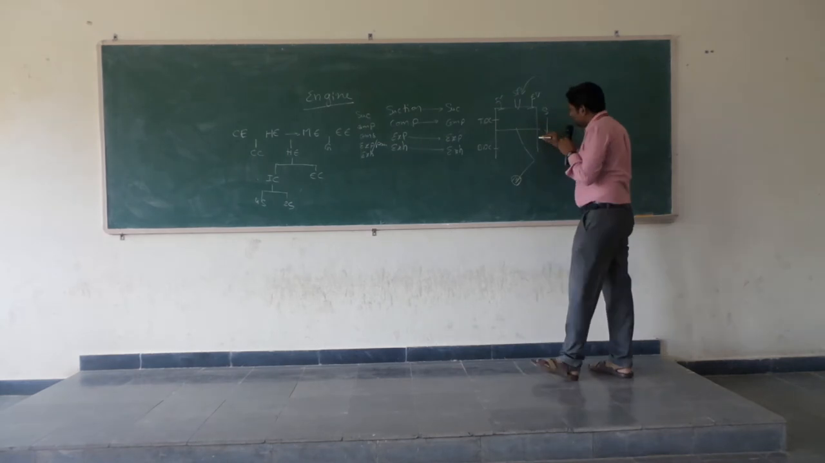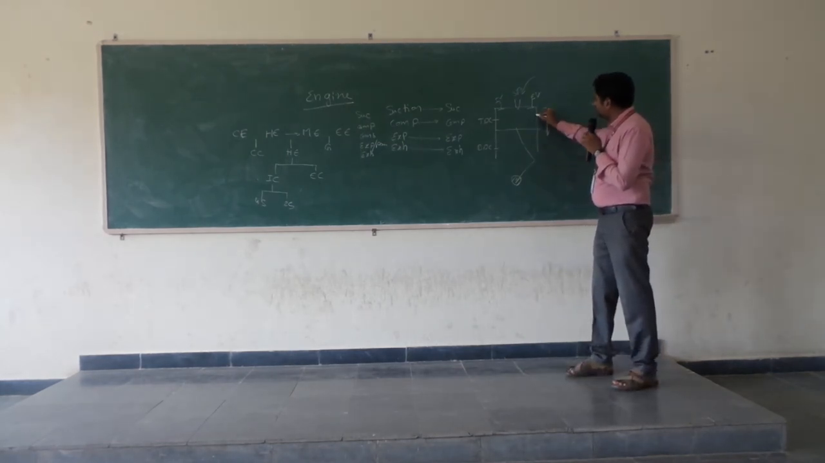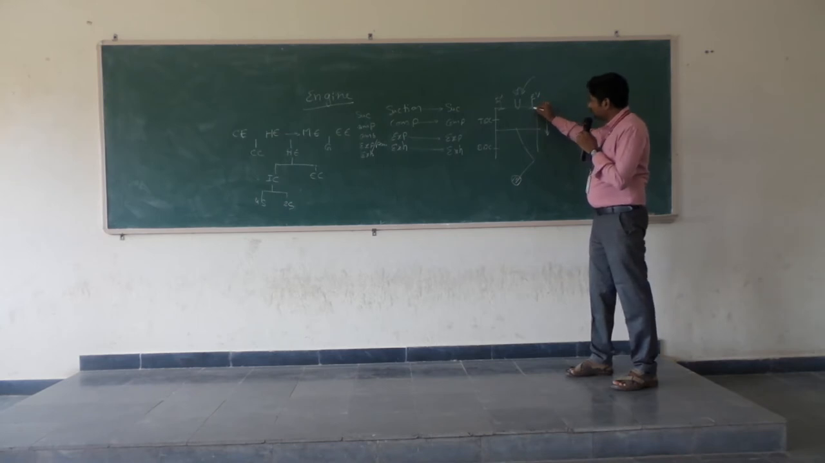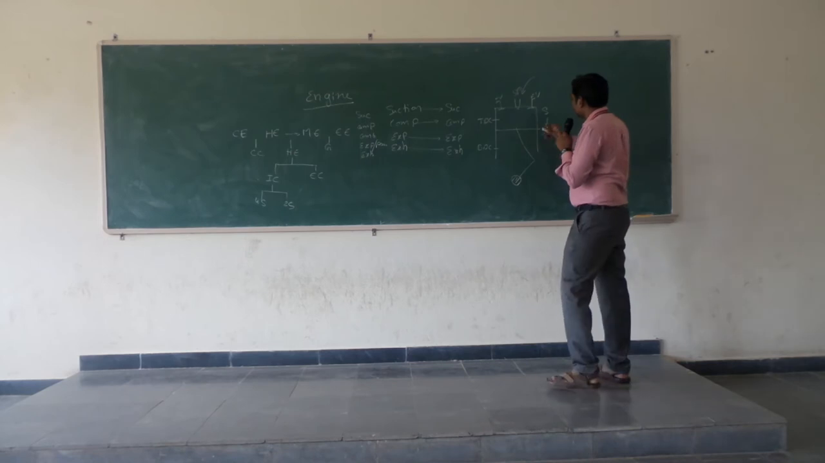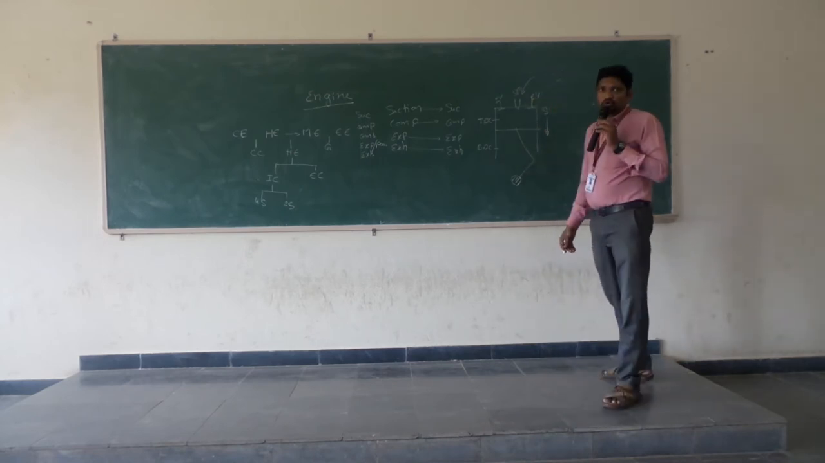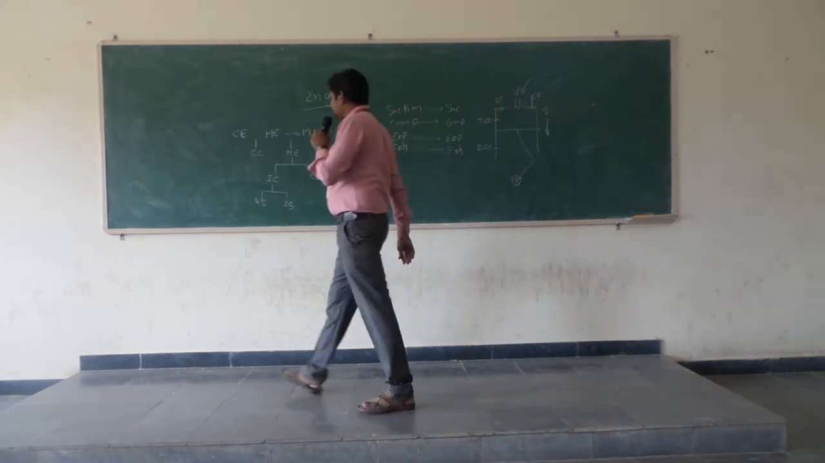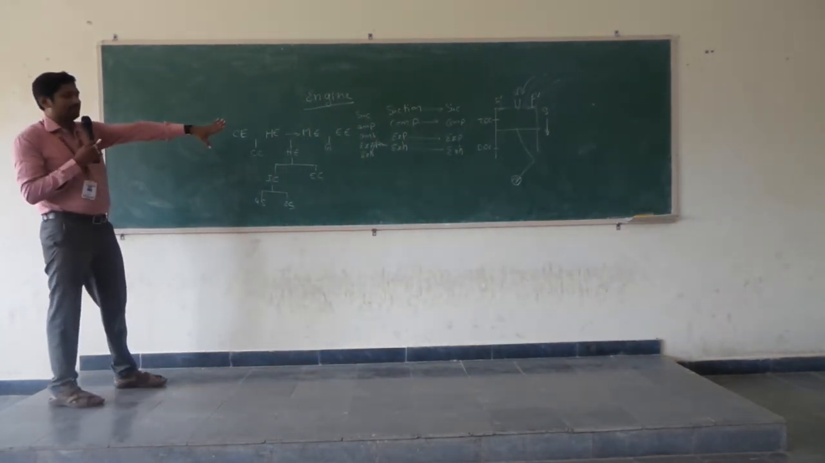After completion of the expansion stroke, the piston moves from BDC to TDC. At that time, the exhaust valve is in the open position, and whatever charge has been converted into smoke enters the atmosphere through the exhaust valve. Based on this, we can draw the PV diagram for the 4-stroke SI engine.